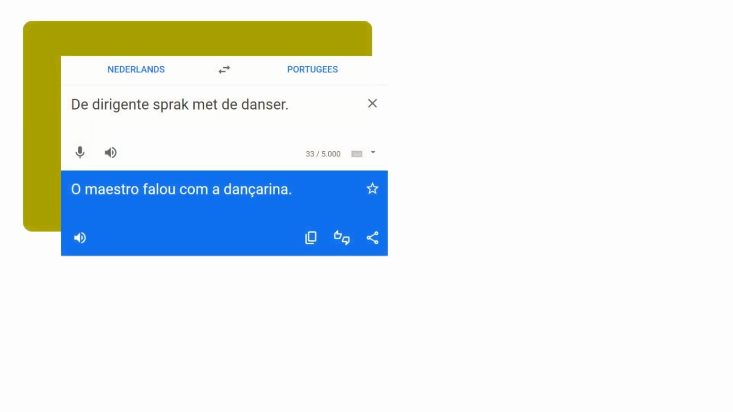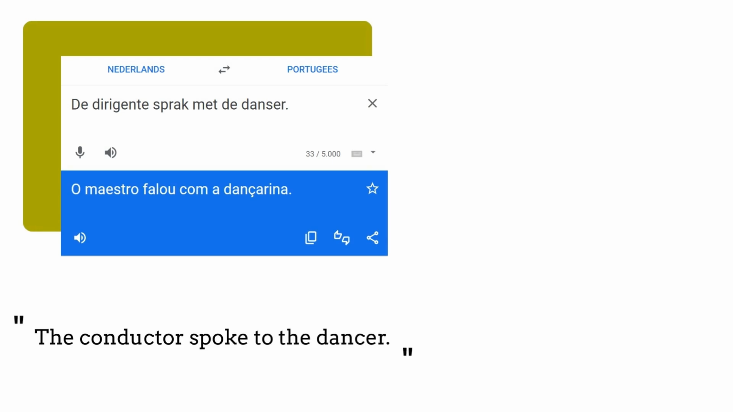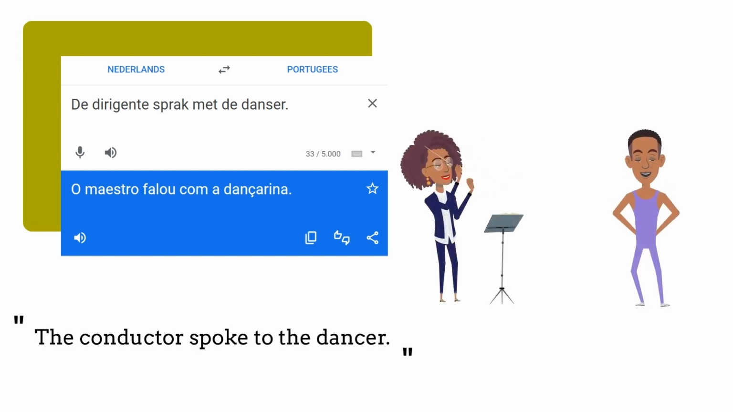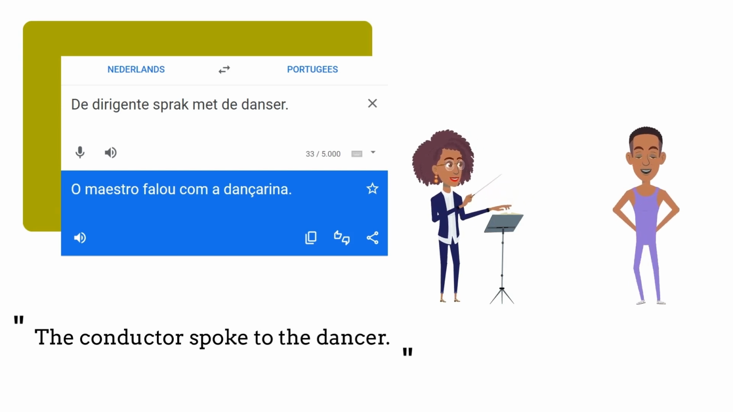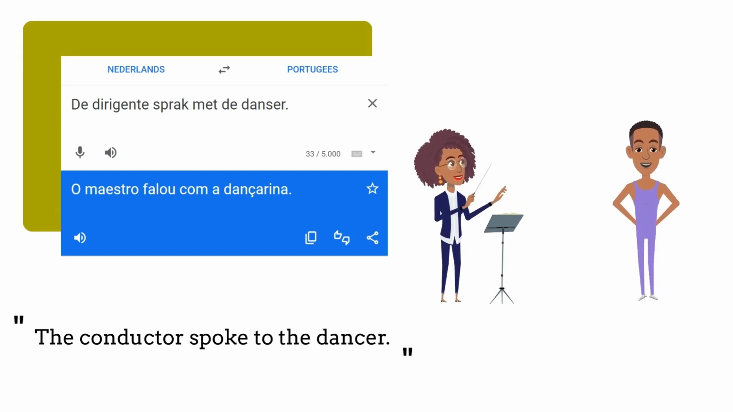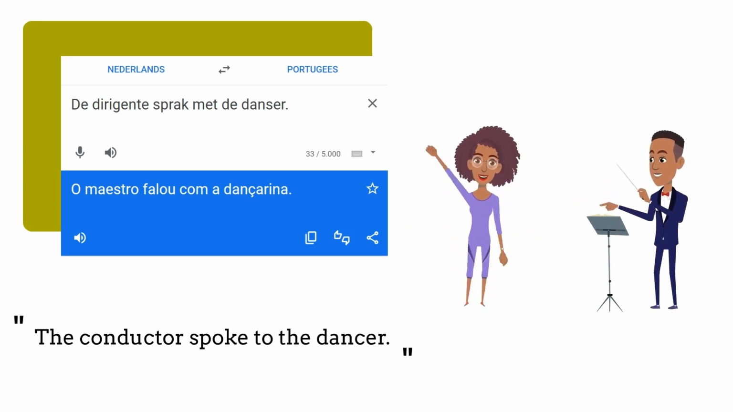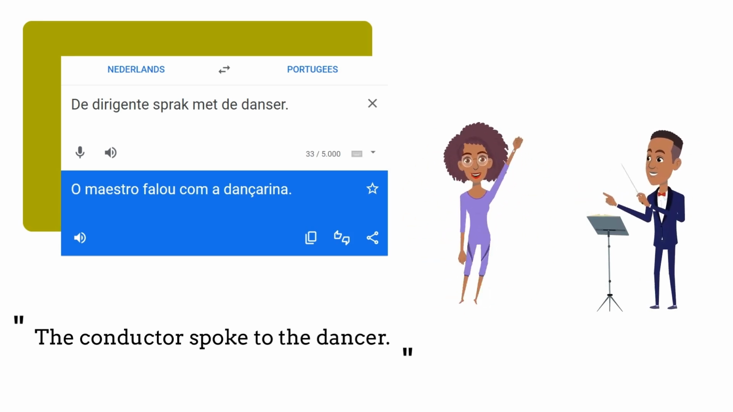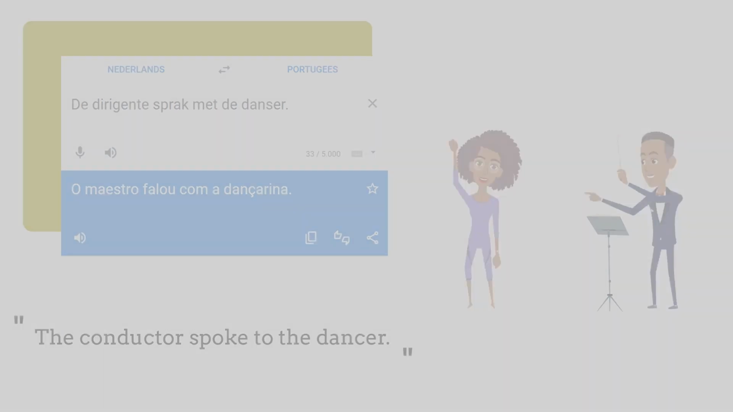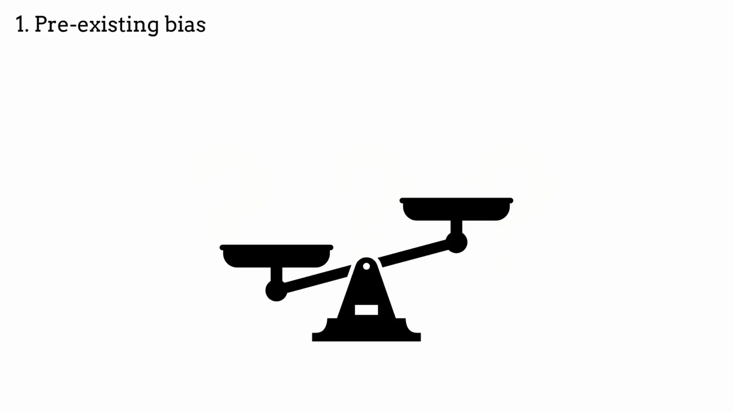In this next example, from Dutch into Portuguese, both people involved have been misgendered. The Dutch sentence says, "The conductor spoke to the dancer," where de dirigente is a feminine form and de danser is a masculine form. However, in the Portuguese translation, the conductor is now a masculine form and the dancer a feminine form. So why is this the case?